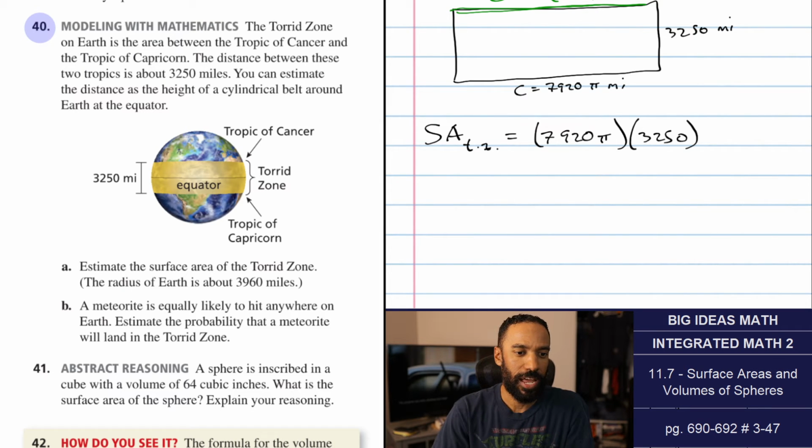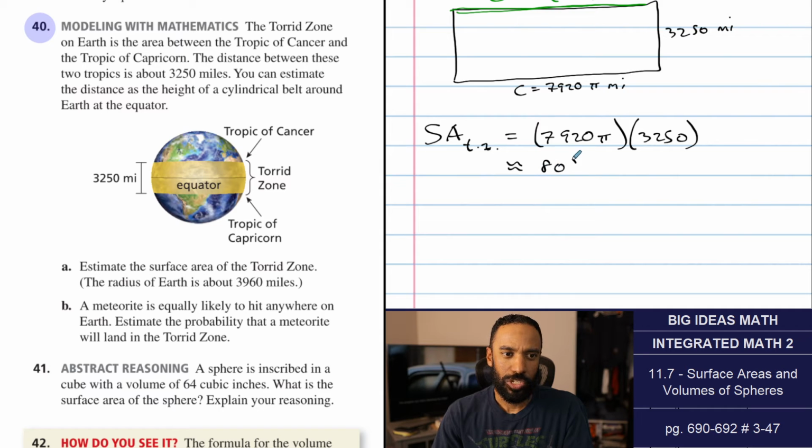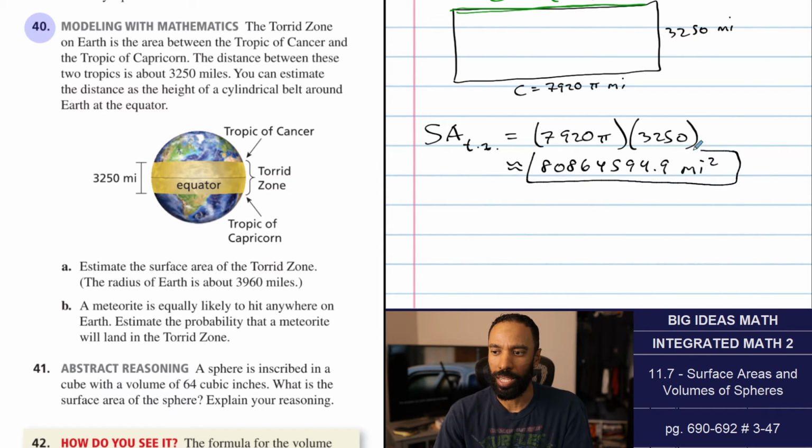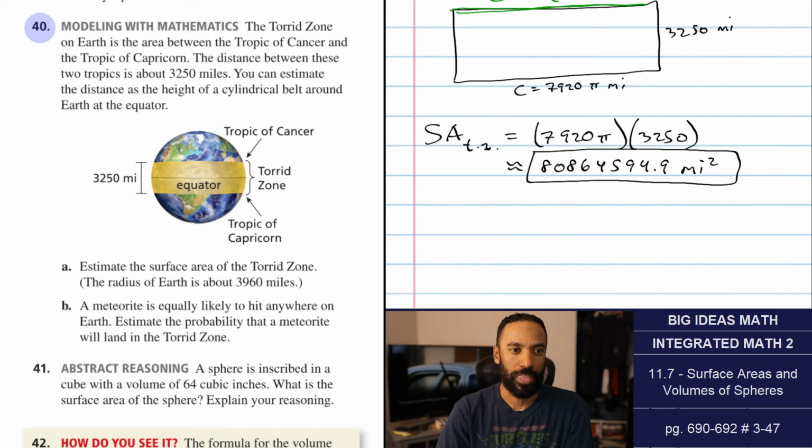So 7920, and I hope that 3960 doubled is that number. I think it is. Pi times 3250, and I'm just going to write out the number. 80,864,594.9. I don't know if that part's going to matter. Square miles, and that is including multiplying pi with that portion there.